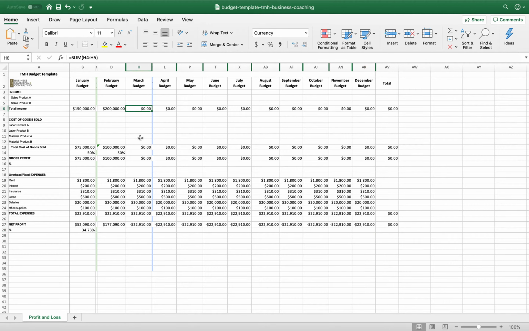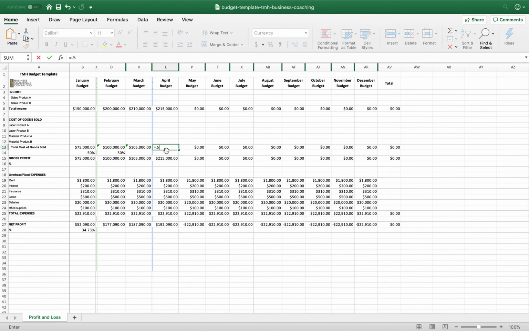So let's go put in some income in March. Let's say you can get up to $210 in March. And our total cost of goods is going to be 50% of the revenue, right? And then gross profit is the inverse of that, so that's also 50%. In April, let's say that we're going to keep climbing up, 215. And in here, we're going to do 0.5 times the revenue because that's how much our COGS is. And of course, same thing for gross profit.